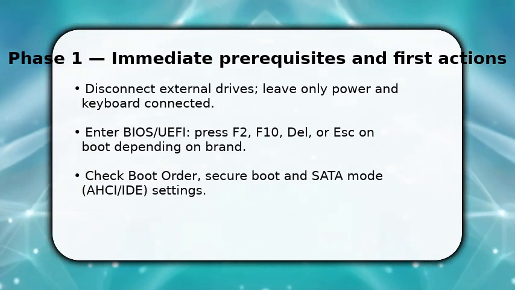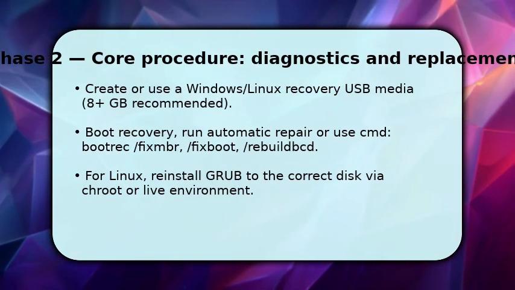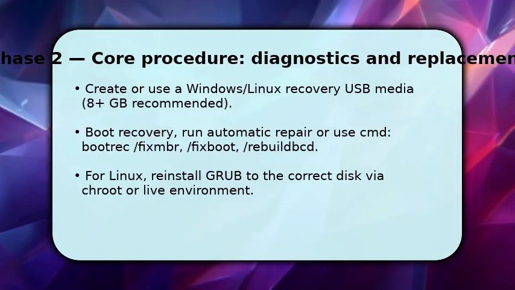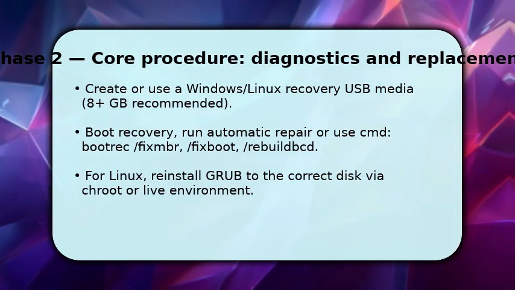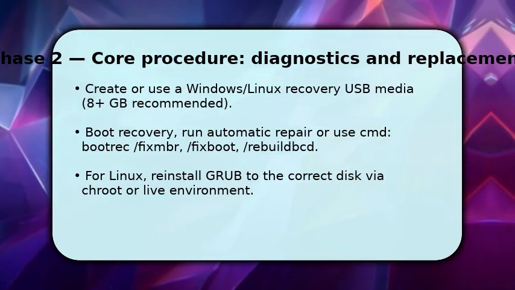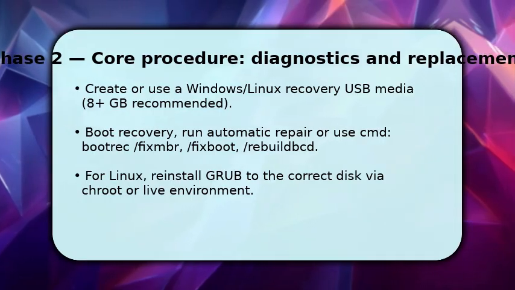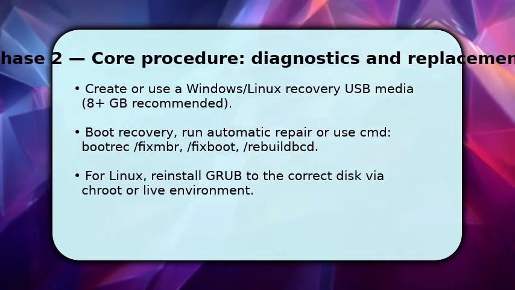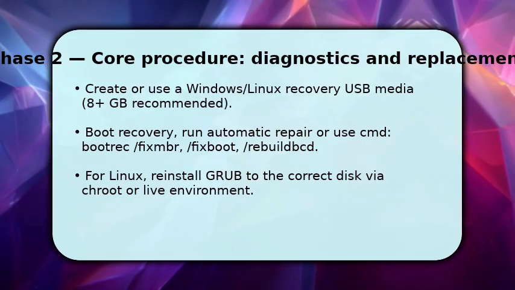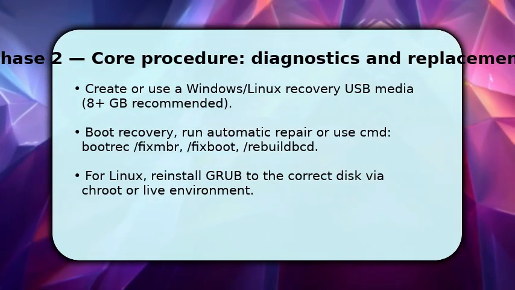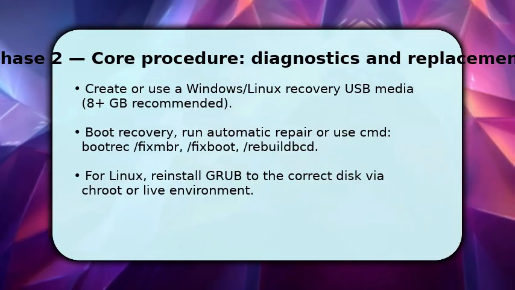If firmware sees the drive but still reports no OS, you must repair the bootloader. This is where the how matters. Boot from a recovery USB, Windows Recovery or Linux Live Media, and run automatic repair tools. For Windows, open Command Prompt and run bootrec /fixmbr, bootrec /fixboot, and bootrec /rebuildbcd to restore boot records. These commands rewrite the MBR and BCD so the BIOS can load Windows.